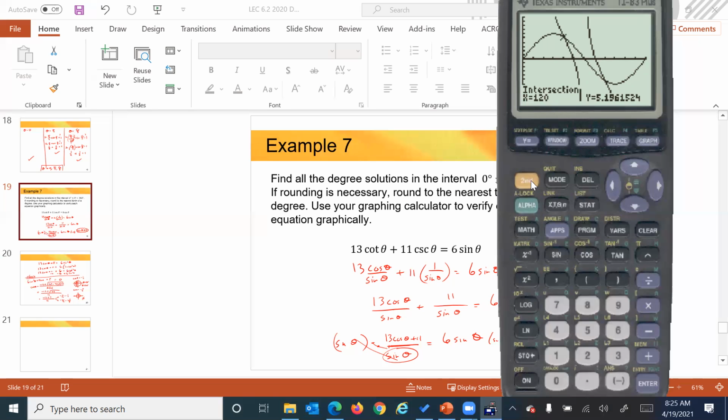So let's go to calc. Intersect again, which is number 5. And then we go to first curve. Now you can actually click on first curve here, right? Because we only have 2 curves graphed, so it doesn't matter. So first curve, enter, second curve, enter. Now to guess, you keep going until you're super close to this answer right here. Click enter. It'll do some number crunching. And there's our 240. So we got both answers.